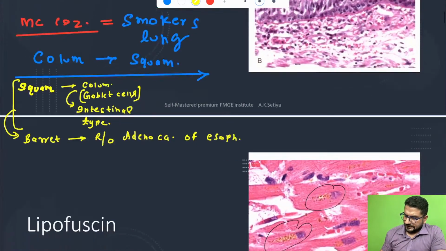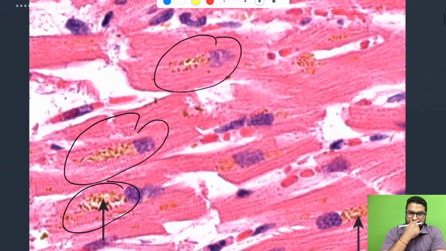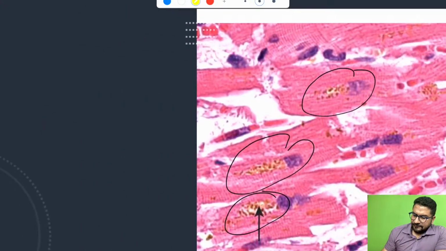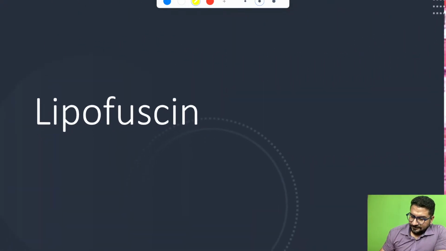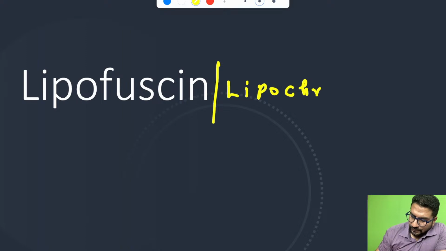Okay, now sometimes they ask you a question. This is a brown color pigment, so first focus on this pigment. We also call this by different names. You can call this lipofuscin, we can call this lipochrome, and we also call this urochrome.